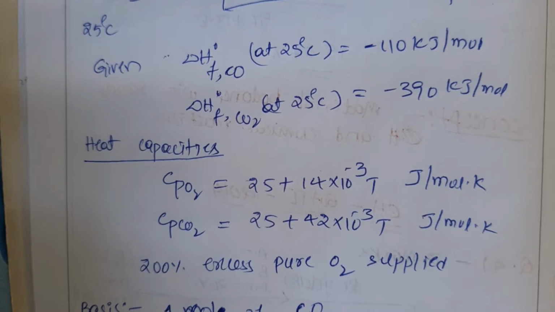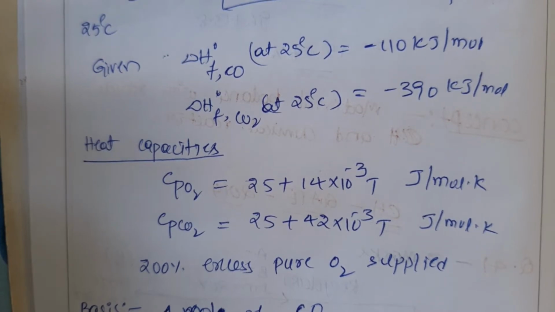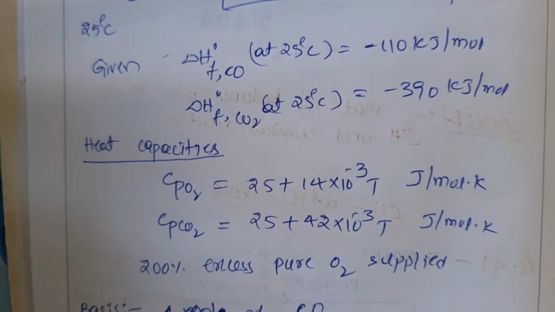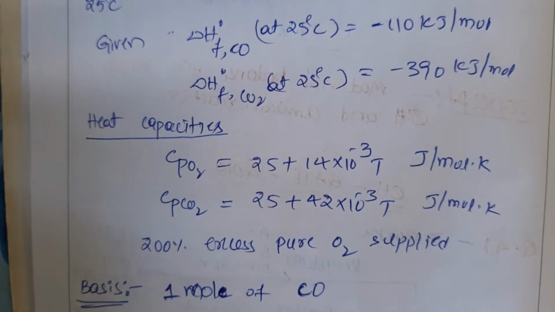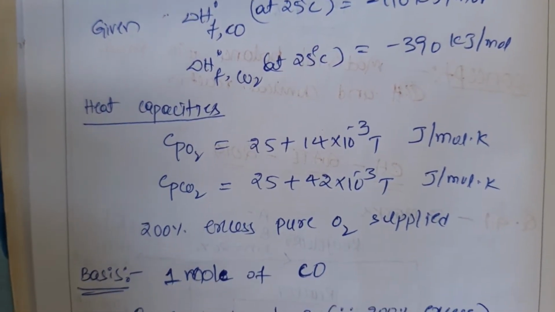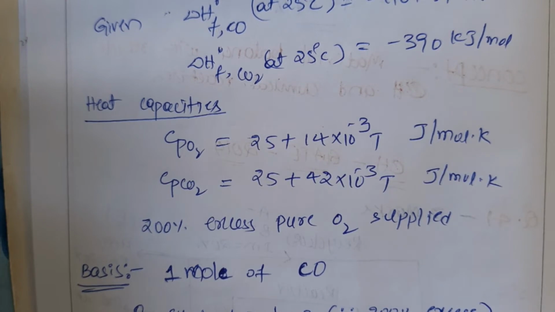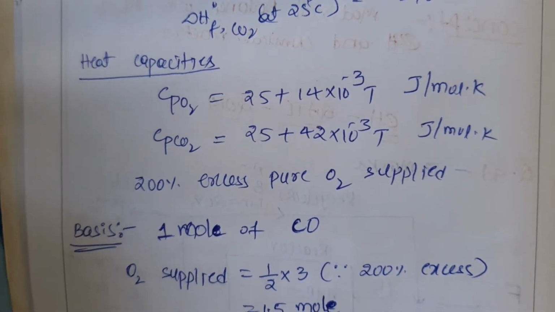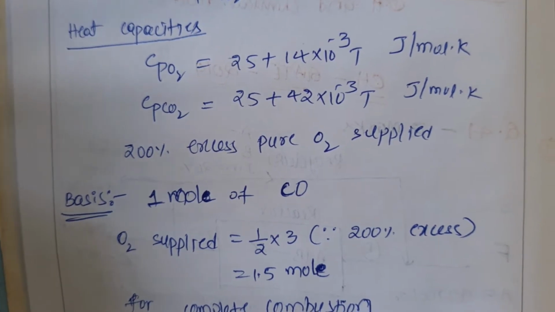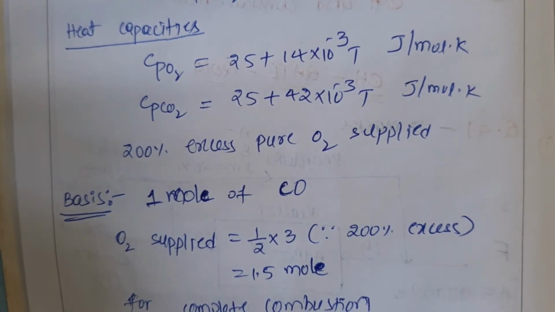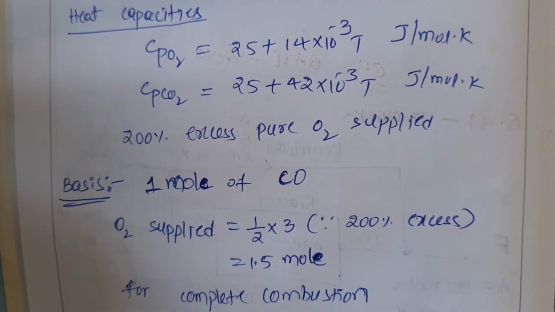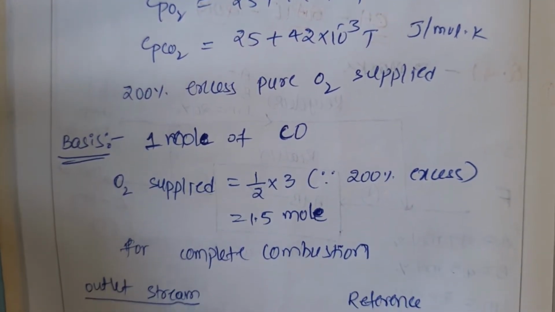As per the stoichiometry, 1 mole of CO requires half mole of oxygen for complete combustion. They are supplying 200% excess over that, so the O2 supplied equals half into 3, that is 1.5 moles of oxygen is supplied. So the outlet stream contains carbon dioxide as well as oxygen. Clear? The reference temperature is 25 degrees centigrade, in terms of Kelvin it is 298 Kelvin. Clear?